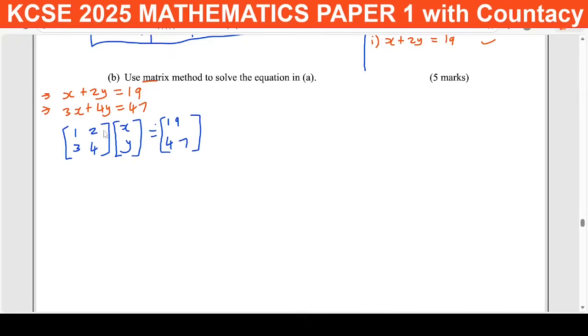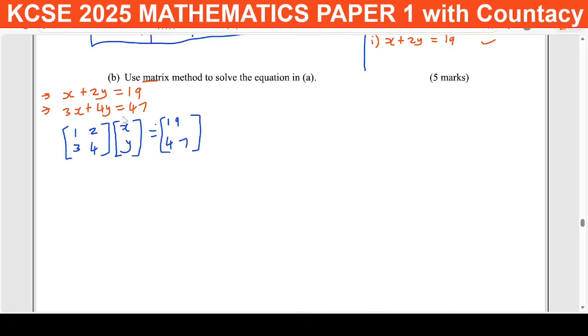You see, the reason that we do this is because this matrix form is exactly equivalent to this equation. Notice that to convert this matrix to this equation, what we normally do is that we multiply row by column. So that would mean that we multiply 1 by x, we get an x. We multiply 2 by y, we get 2y. And then we have is equals to 19. Same case with the second part. The second part we have it as 3 multiplied by x, we get a 3x. 4 multiplied by y, we get a 4y, and then is equals to 47. So it is more of the same thing.